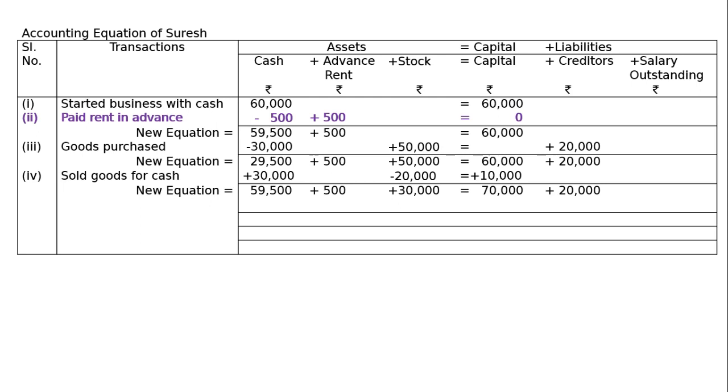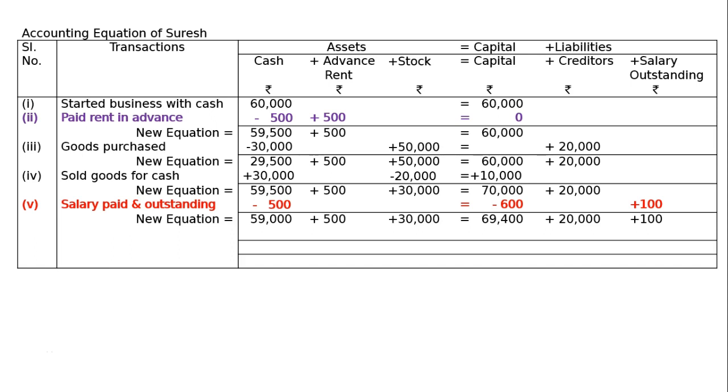Then fifth one, paid salary 500, salary outstanding being 100. Hence paid salary, minus from cash 500 and minus from capital. Total expenditure on the head of salary is rupees 600, and our liability on the head of outstanding salary increased by plus 100. Then there will be a new equation.